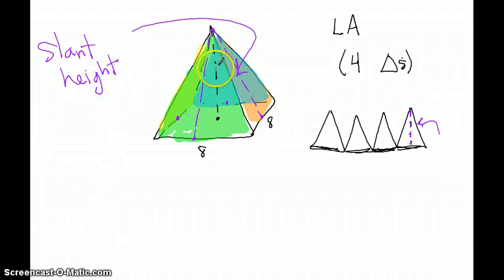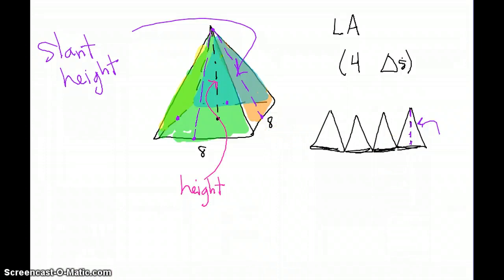It is longer than this pole holding up the tent here in the middle. That one, I just can't use all my colors fast enough. This one is called the regular height, or the height. I call that the height sometimes. I think I'm the only one who calls it that. The actual height of the pyramid is used for other things. Slant height is what I care about if I'm using surface area.